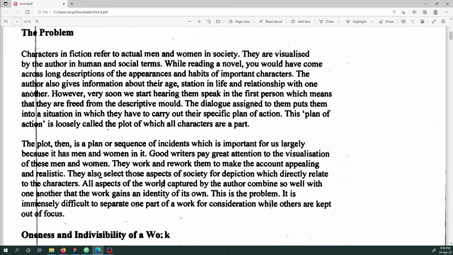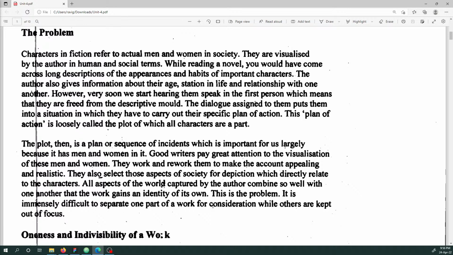The plot, then, is a plan or sequence of incidents which is important for us largely because it has men and women in it. Good writers pay great attention to the visualization of these men and women. They work and rework them to make the account appealing and realistic. They also select those aspects of society for depiction which directly relate to the characters. All aspects of the world captured by the author combine so well with one another that the work gains an identity of its own. This is the problem.